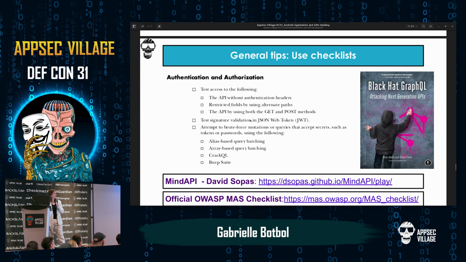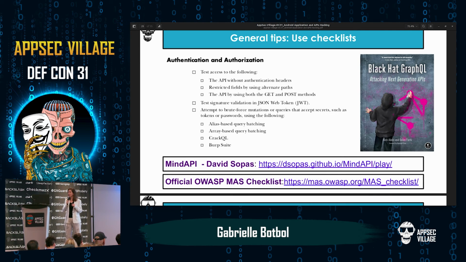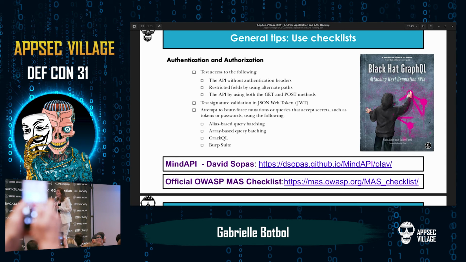Another general tip is to use a checklist. So you can use a checklist to have all the checks for the OWASP Top 10. It's really convenient because you have the most common vulnerabilities we have in the wild. There is an amazing tool that works for this. It's called Mind API. You have the link here. It's by David Sopas. It's very, very good, and it does a good job as a checklist.